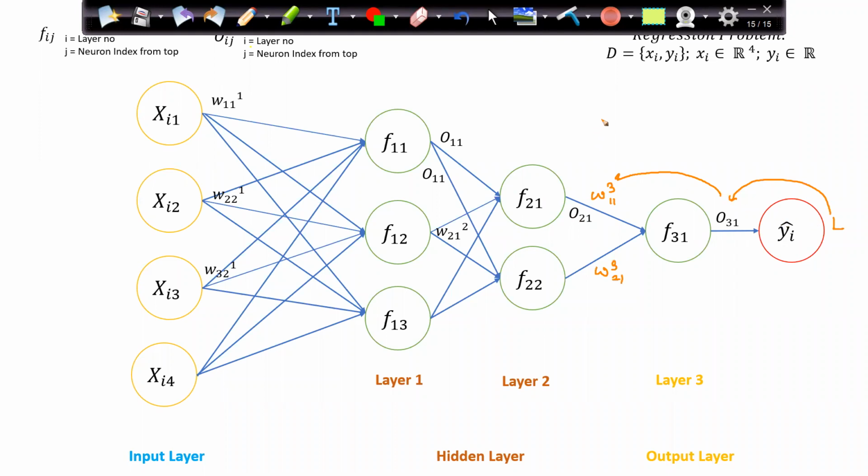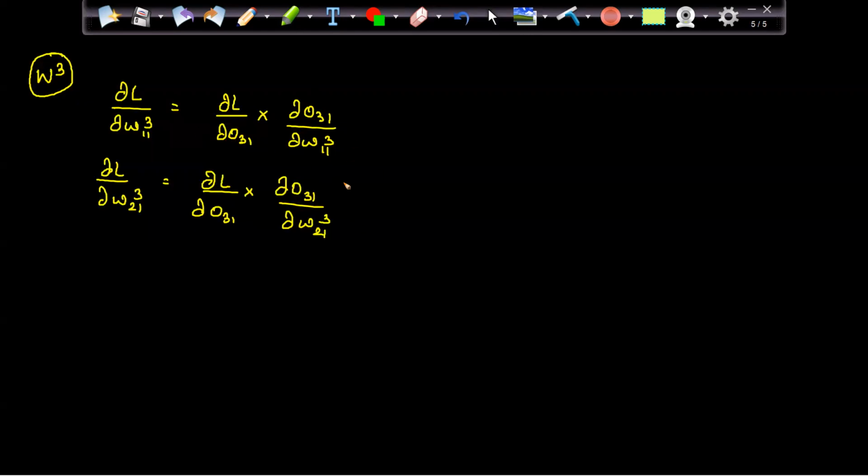So I have dou L by dou W113 is equal to dou L by dou O31 multiplied by dou O31 upon dou W113. This is what we are doing, right? Basically, this is what I want to update, and this is what I want to update. So weights here W311 and this. So this is what my equation is. Same way, if I see this part and this part, I'll get dou W321, right? So 1 will be replaced by 2 1. So that is what we have written here. That is the whole idea.